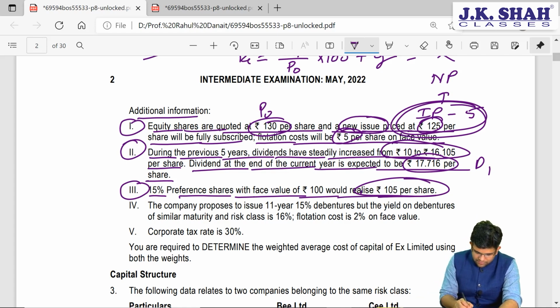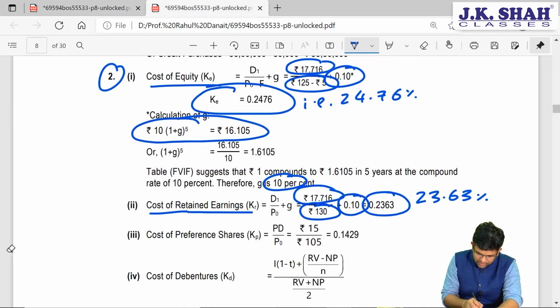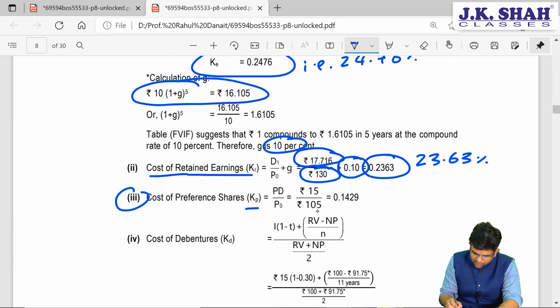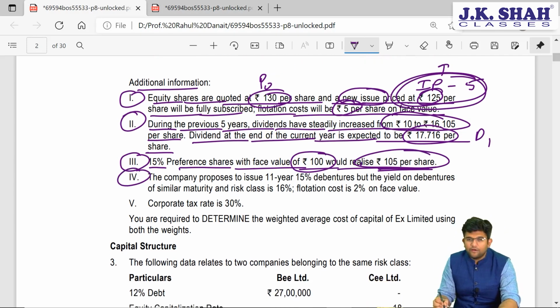So the calculation will be preference dividend divided by market price into 100. Since the face value is 100, the preference dividend will be rupees 15. 15 upon 105 into 100 will give you the KP calculation, that is 14.29%, correct? 14.29%. Next, students, comes the calculation of KD.